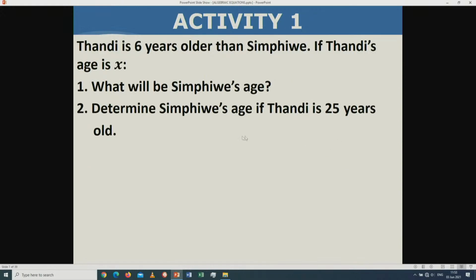Right. Now, here is the first activity. Thandi is 6 years older than Simpiwe. If Thandi's age is X, what will be Simpiwe's age? That is the first question. Right. Then the second question: determine Simpiwe's age if Thandi is 25 years old. Right. I will just give you at least 3 minutes to go through this question. 3 minutes will be enough.